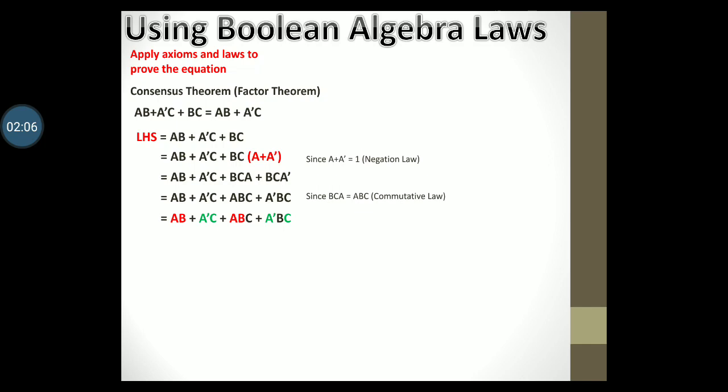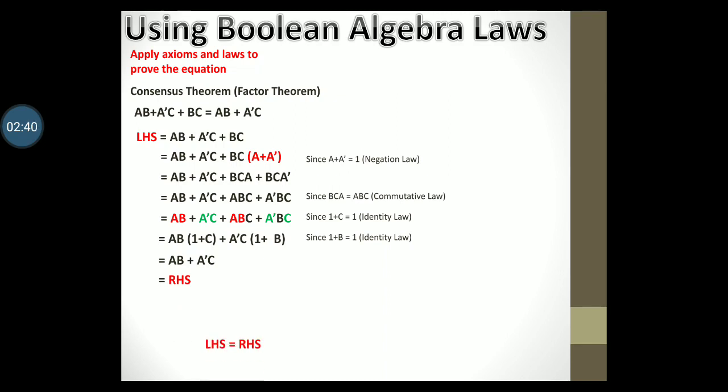Now, you simply take out AB and A bar C as common to get the equation as follows. This particular equation can now be filtered and be written as AB plus A bar C. Why? Because 1 plus C is actually equal to 1 and 1 plus B is also equal to 1 because of the identity law. Now you can see that we have got the RHS, and hence you have successfully proved that the LHS is equal to the RHS.